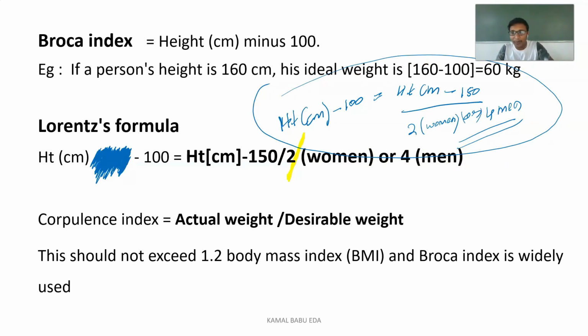Coming to the corpulence index, corpulence index equals actual weight by desirable weight. This should not exceed 1.2. Body mass index and Broca index are widely used. Mainly we are using the Broca index here, which is height in centimeters minus 100. As we have discussed earlier, if your height is like 150, then 150 minus 100 equals 50 kg. So this is the average weight of the person. In this way they are calculating.